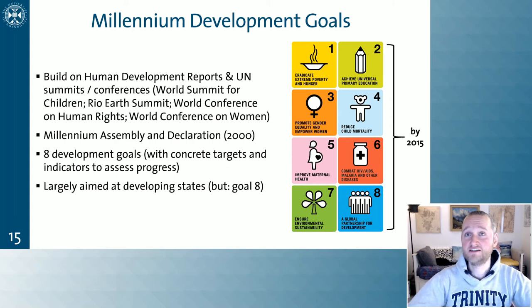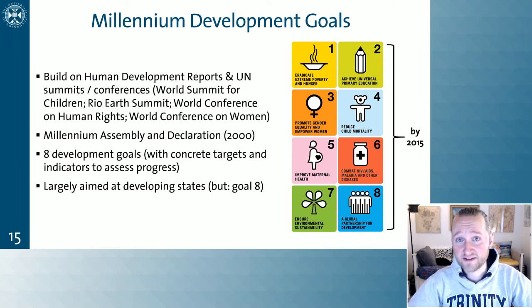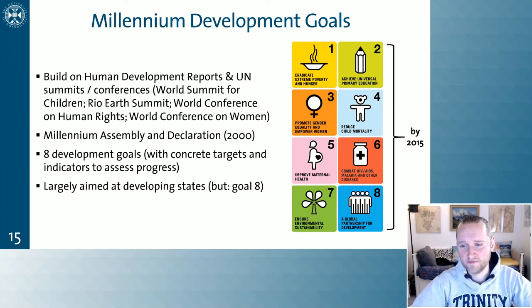Before that, we essentially just said, hey, let's get better at development. Maybe not the best possible idea. And these were mostly, of course, aimed at developing states, because most of these goals were things that were much worse in developing states rather than in the Western world. Although, of course, there were still plenty of problems in the Western world. There are still people, of course, that go hungry every day, even in the richest countries in the world. But this was mostly focused on the developing world.